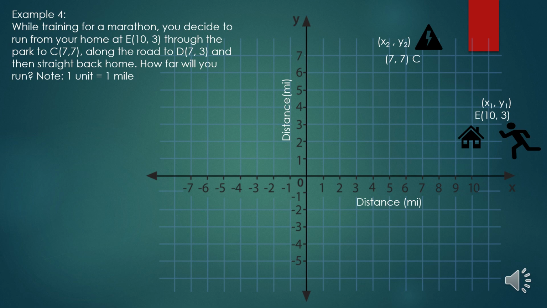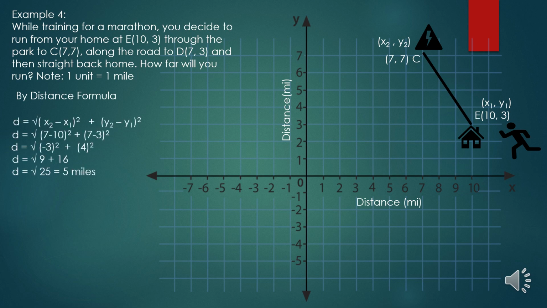Connect point E to point C, or from the house of the runner going to the park, it is a diagonal line or a slant line. So for that segment, we need to use the distance formula. And by the distance formula, we have d is equal to the square root of quantity x sub 2 minus x sub 1 squared plus quantity y sub 2 minus y sub 1 squared.